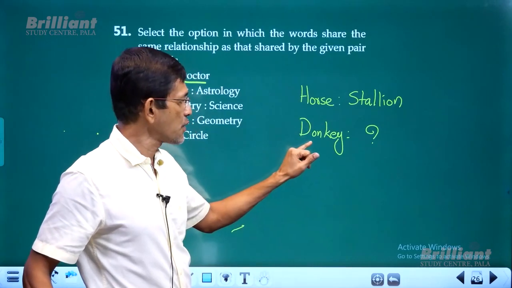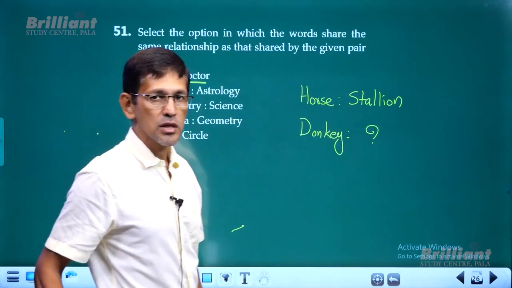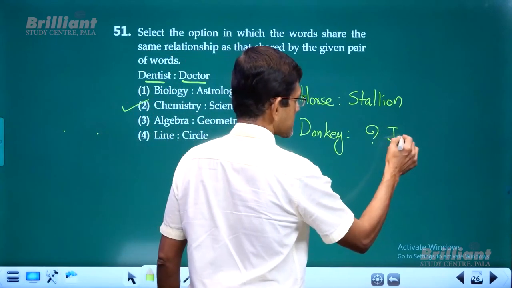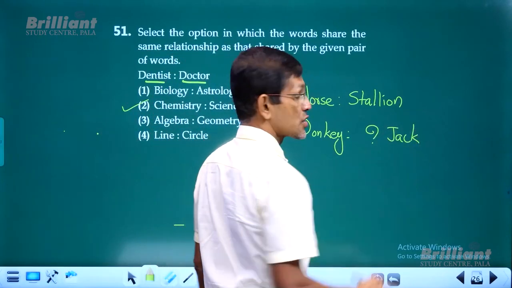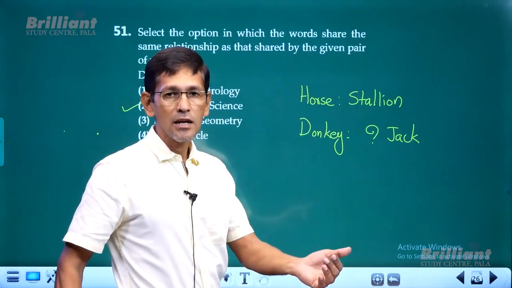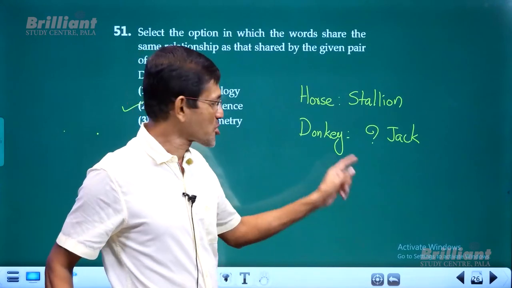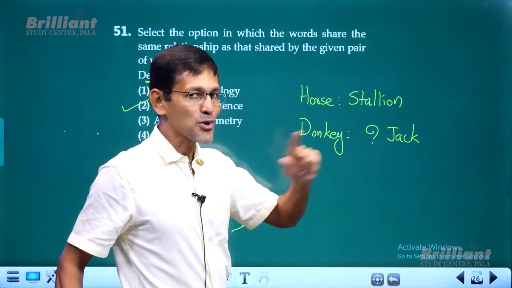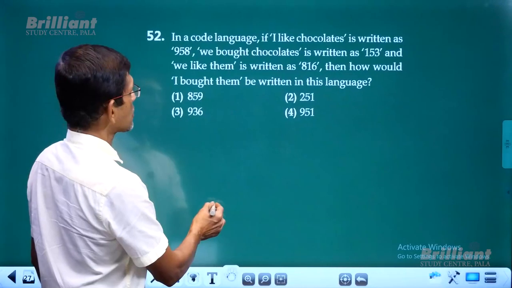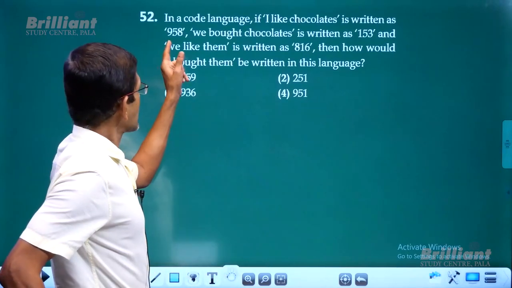In the same way, what we are looking for is donkey and male donkey. What's the specific name for a male donkey? That's Jack. So from now onwards, remember, if anybody calls you a Jack, it is not really an appreciation. So Jack means what? Male donkey.